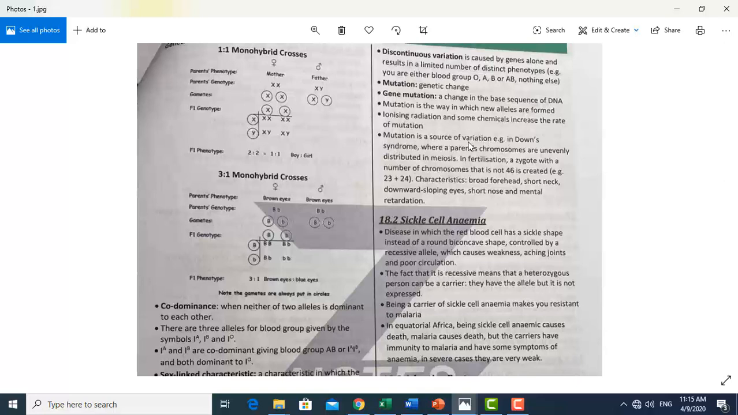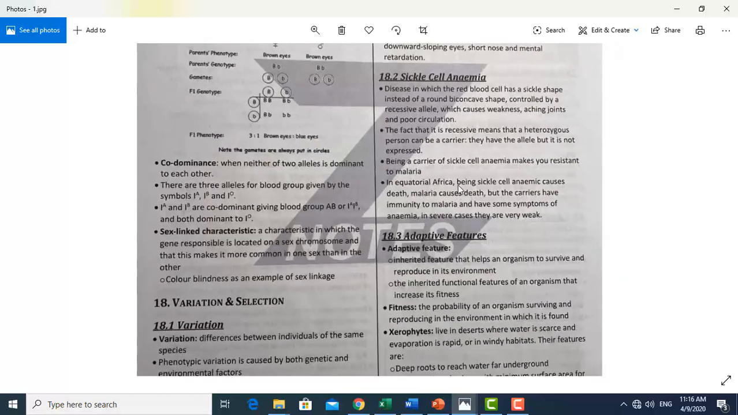Mutation is a source of variation, for example, in Down syndrome, where a parent's chromosomes are unevenly distributed in meiosis. In fertilization, a zygote with a number of chromosomes that is not 46 is created, for example 23 and 24. The characteristics of those who have Down syndrome include a broad, flat forehead, a short neck, downward sloping eyes, a short nose, and mental retardation.